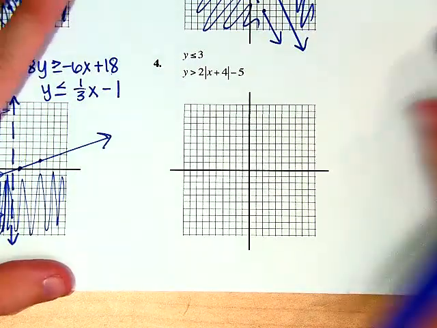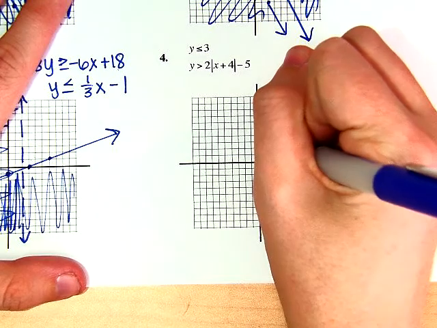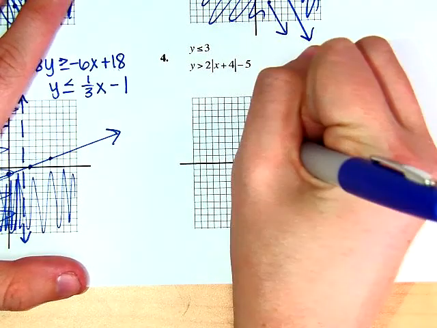y less than or equal to 3. So I go 1, 2, 3, and I go solid line straight across.